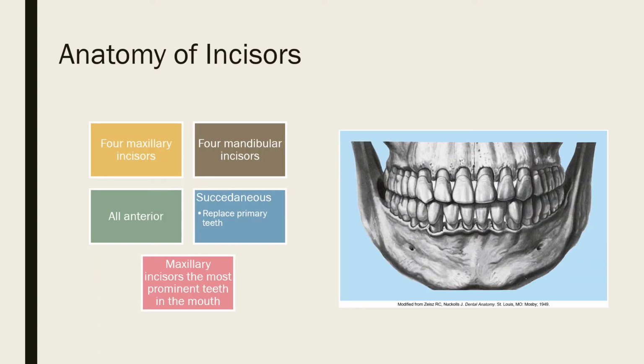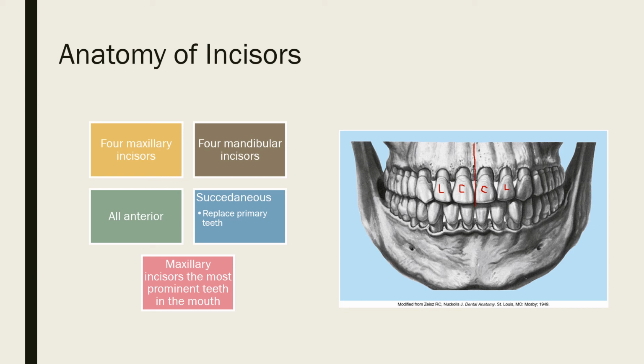All right, so anatomy of incisors. We have 4 maxillary incisors and 4 mandibular incisors. So here's our lateral. This is our central, and our lateral. Okay, central, here's our midline, right? Going right down the middle here.